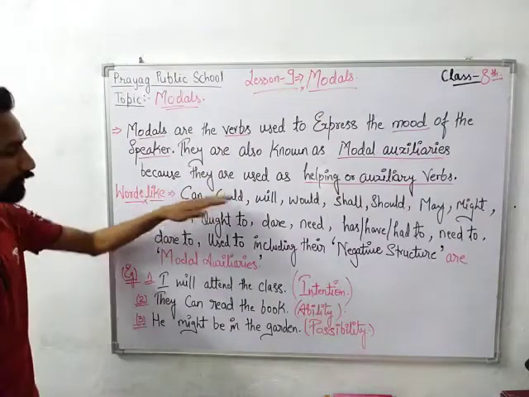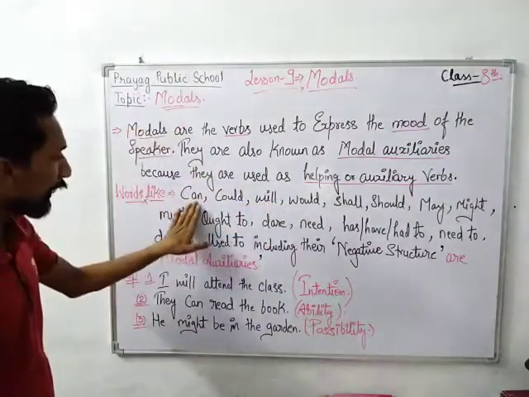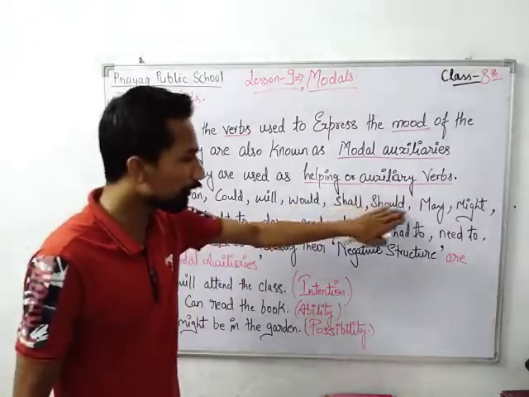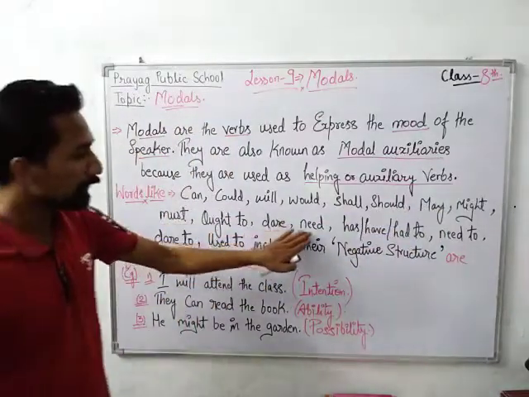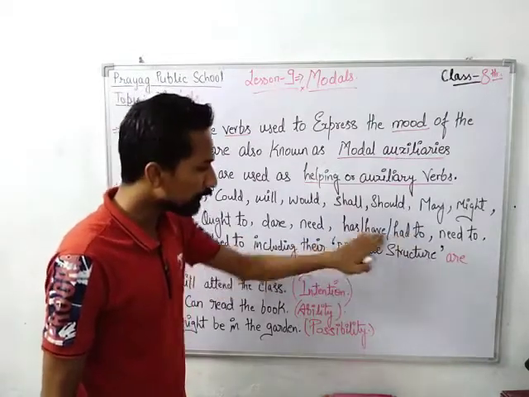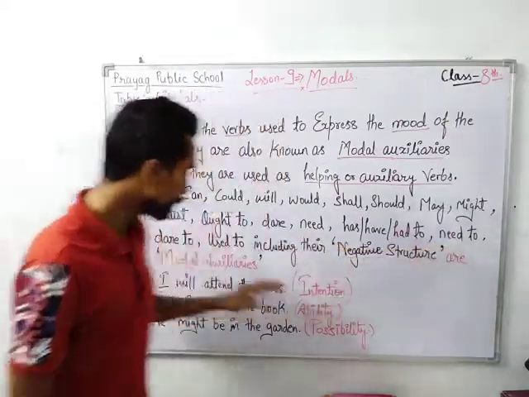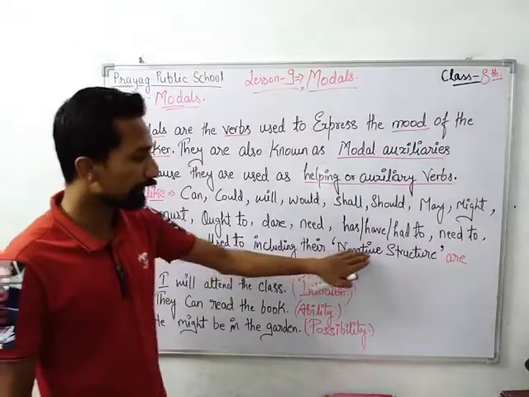Words like, now, what are the words that come under the category of modals? Let's see. Can, could, then will, would, shall, should, may, might, must, ought to, dare, need, has, have, had to. That means either has to, have to, or had to, right? Then need to, dare to, used to, including their negative structure.